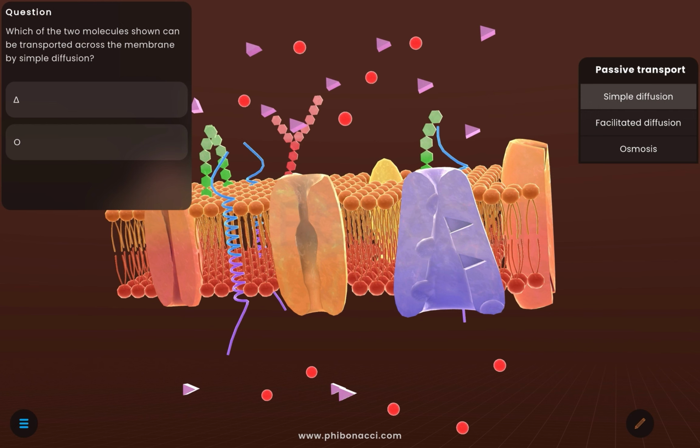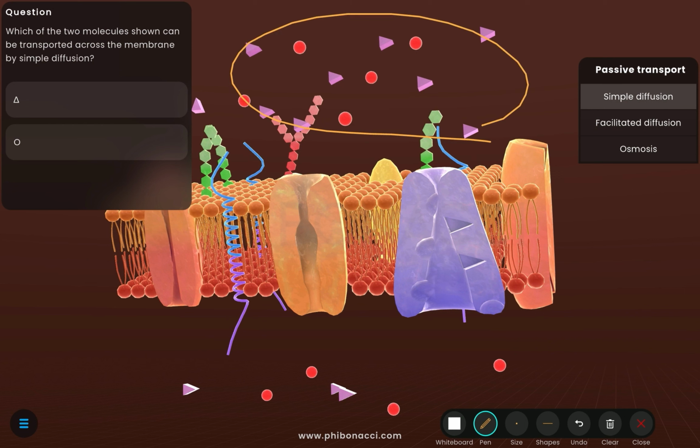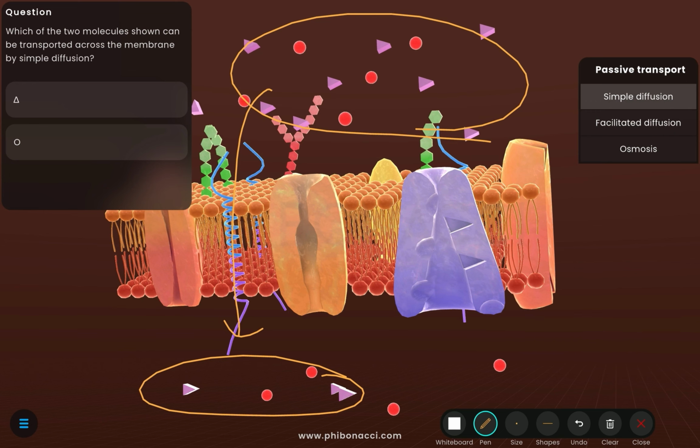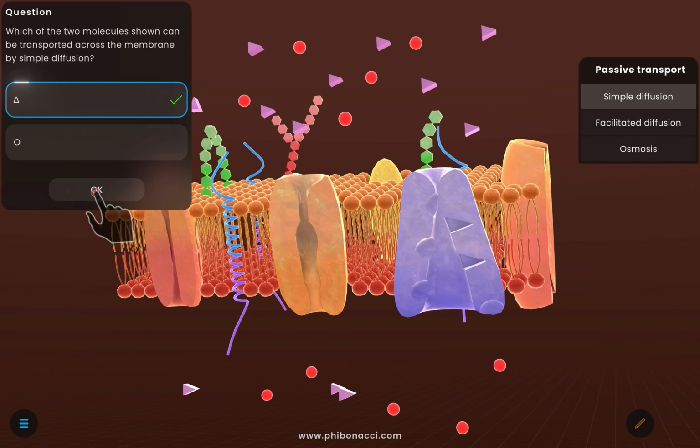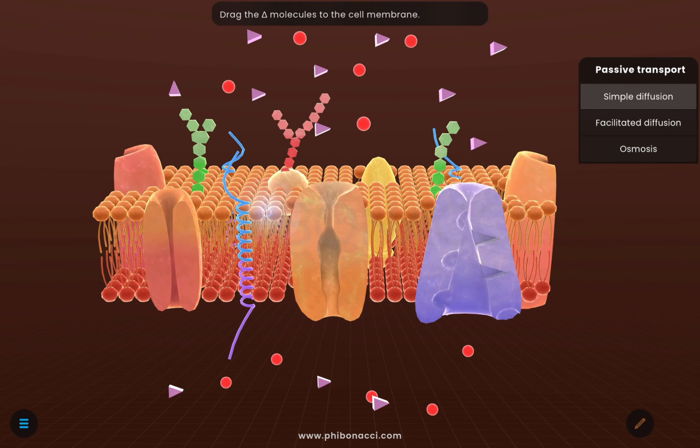Because these triangular structures are more in number. You can see here they are more in number here. So they can be transported from the outside to the inside, because here inside the number is less for these particular molecules. So the answer to this particular question would be the triangles, right? Now we'll just see how that process occurs.